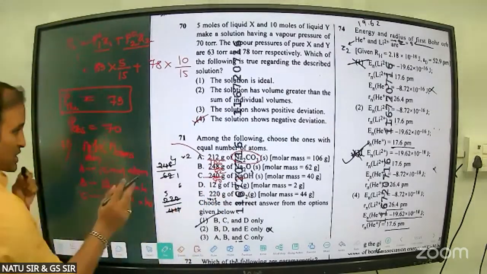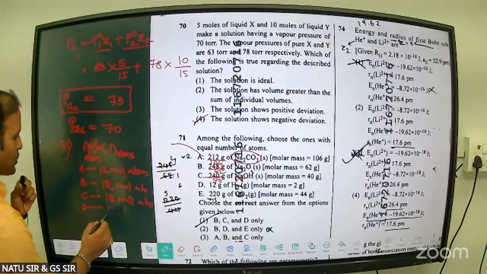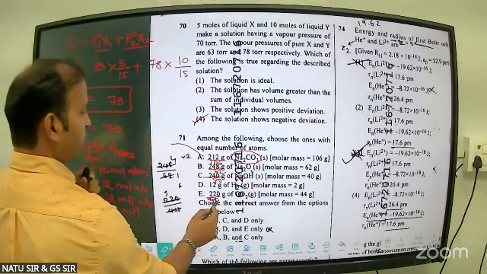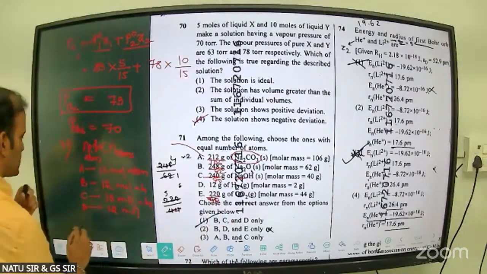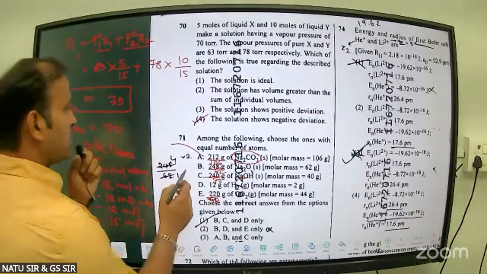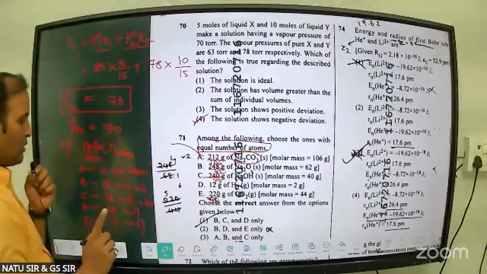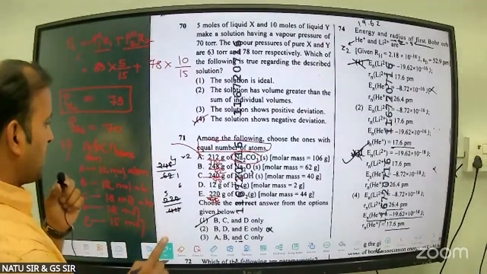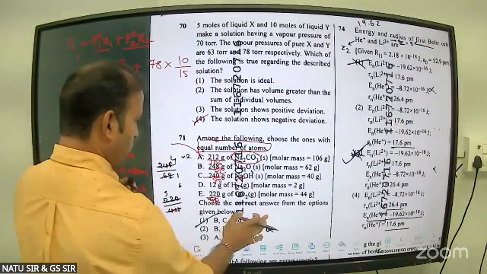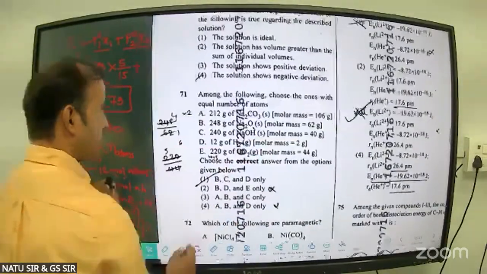And 12 grams hydrogen, 6 moles, that means D will have 6 into 2, 12 mole atoms. And the last is carbon dioxide, which is 5 moles after dividing by 44. 5 into 3, 15 mole atoms in this. The question asks which of the following will contain an equal number of atoms. So you can see here 12, 12, 12, that means A, B, and D. A, B, and D contain an equal number of atoms. So I think it is going to be option number 4. Yeah, A, B, and D only. So option number 4, students.